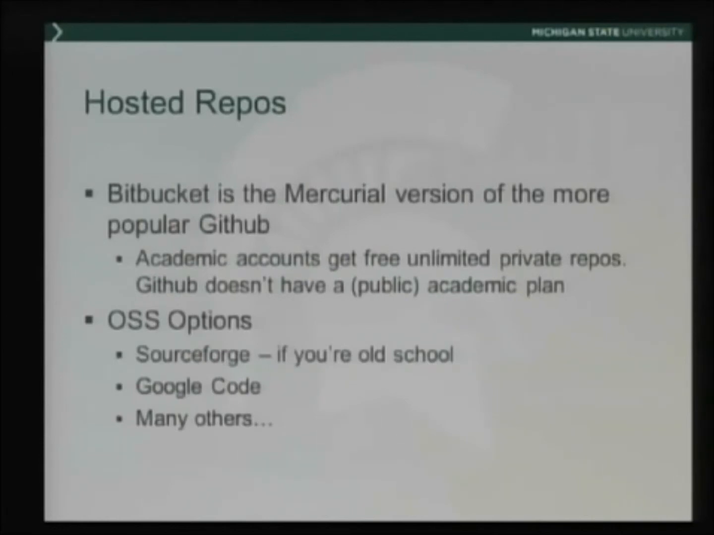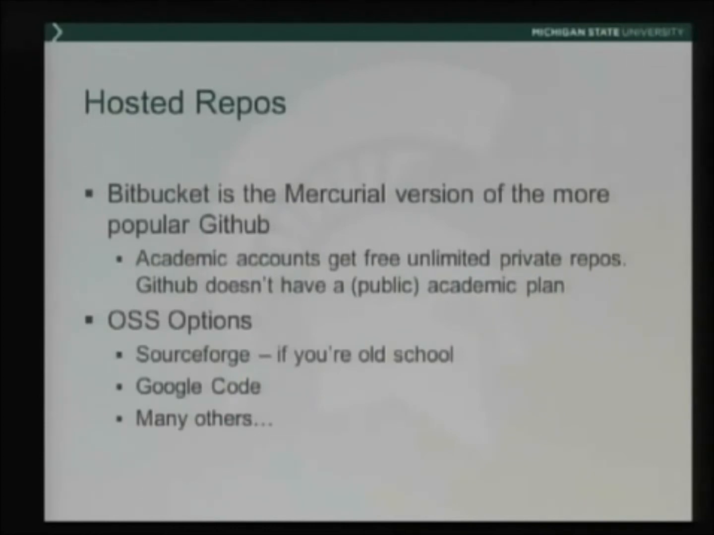Mercurial has quite a few hosted repo options, just like all of the other version control systems. Bitbucket is the premier system. It was recently purchased by Atlassian, and when that happened, I believe they changed the terms of use a little bit, so academic accounts receive free unlimited private repos. So if you're interested in hosting source code off-site and you'd like to use a nice tool, Bitbucket may be the way to go. And that's one thing that stands out over Git.